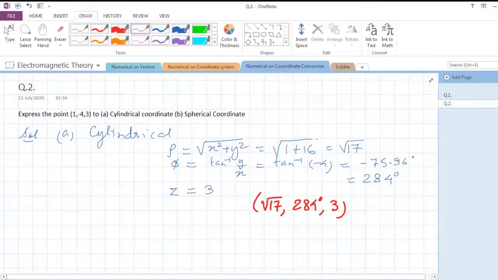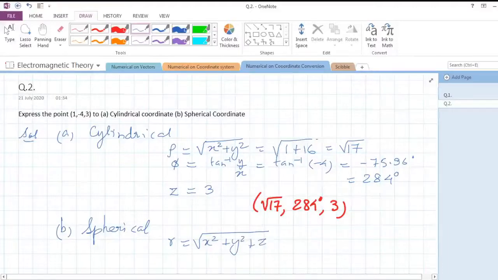Now coming to B part. B part means it wants the answer to be written in spherical coordinate system. The spherical coordinate system has R, and R can be calculated as under root of x square plus y square plus z square, and we have all the x, y, z values. So 1 square is 1, minus 4 square is 16, and 3 square is 9. So our answer would be under root 26. This time I have calculated it. It is about 5.1.